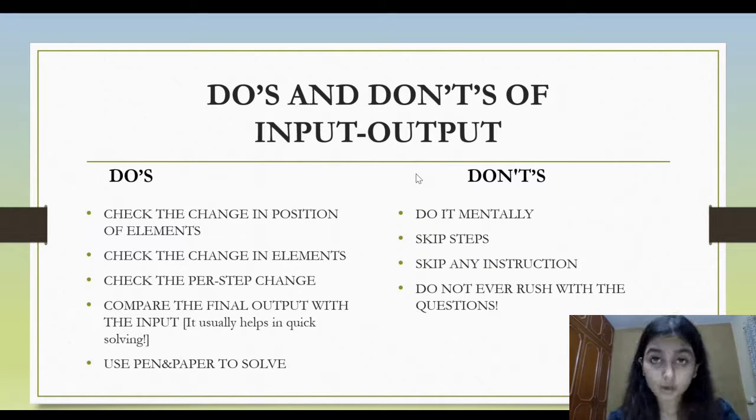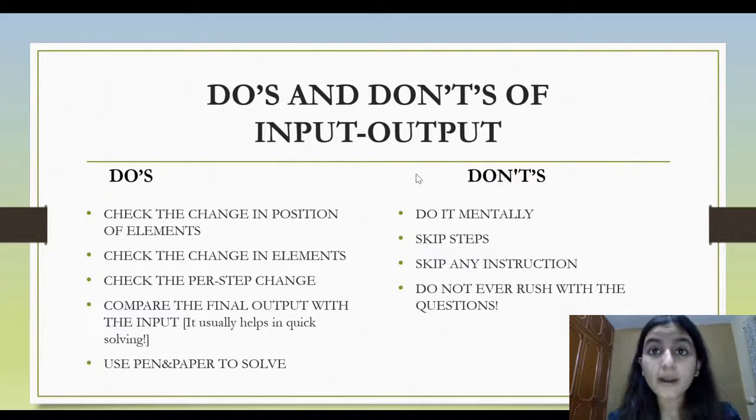The do's and don'ts of input-output. Firstly, check the change in position of elements. So sometimes what happens is, suppose you feed into your computer A, B, C, D. That is, your input has 4 elements A, B, C and D. The output which you get is essentially D, C, B, A. So what has the computer done? The computer has essentially reversed the positions of the elements which you had fed into the computer to give you an inverted position of all the elements.